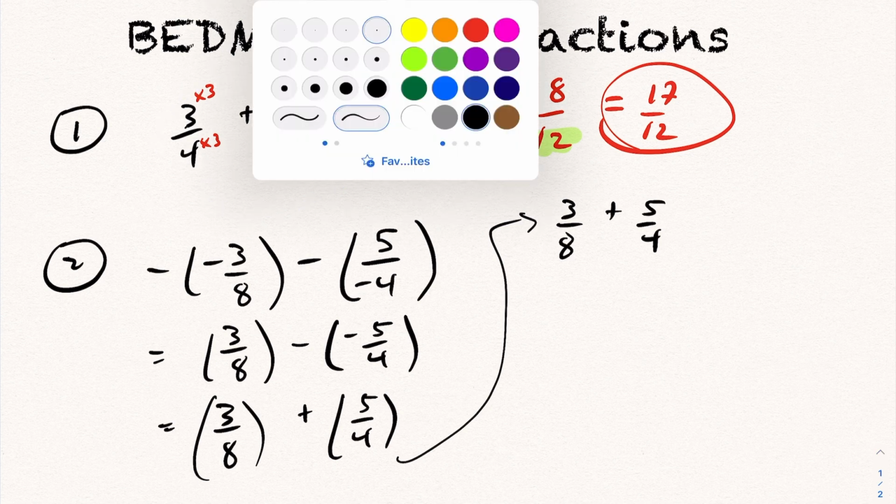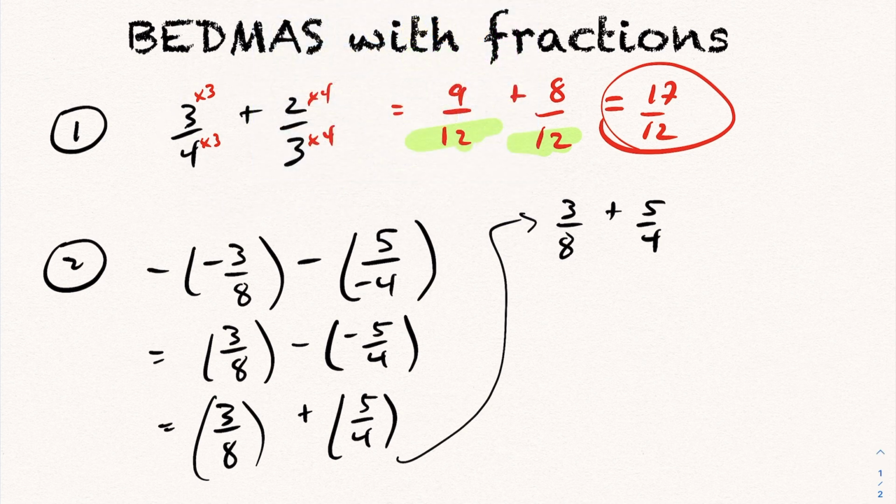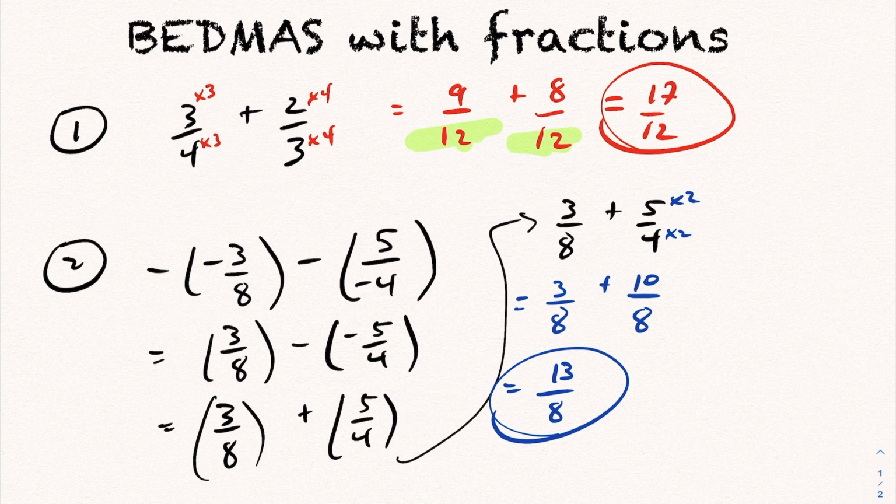So now I want to get a common denominator. What's the least common multiple between 8 and 4? Well, that's going to be 8. So I can multiply top and bottom of this by 2. Now I have 3 over 8 plus its equivalent fraction, 10 over 8. And now I have a common denominator. The bottoms are the same. Add the tops, and you get 13 over 8.